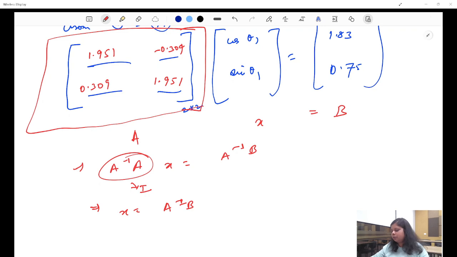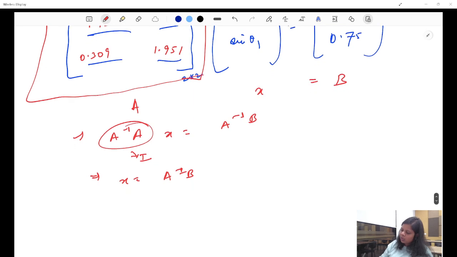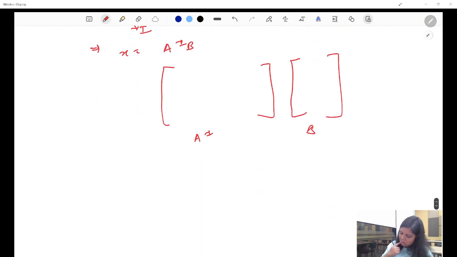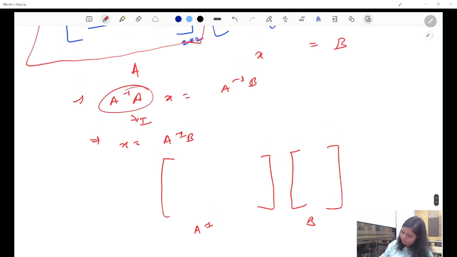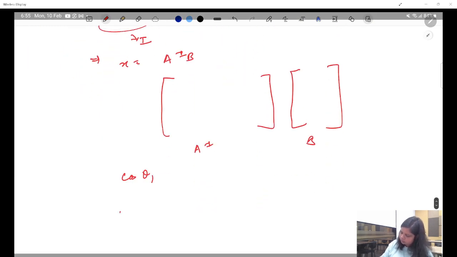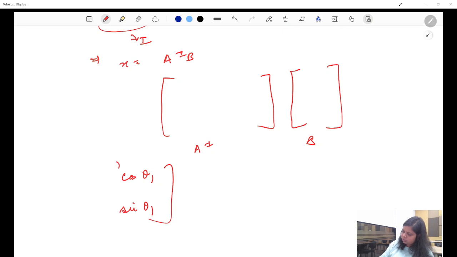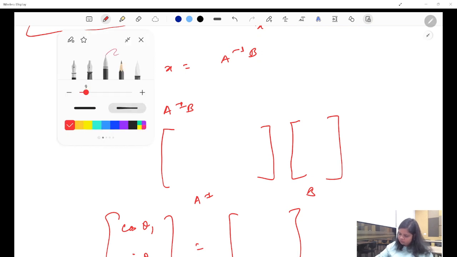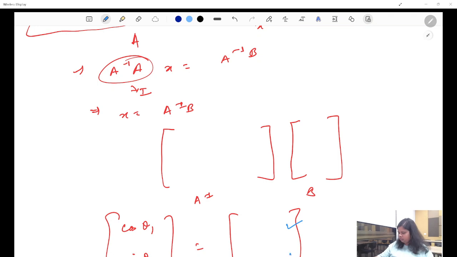It's a fairly simple problem. Can you tell me what is the inverse of this matrix? Once you have the inverse, multiply it with the B matrix. So you'll get from here cos theta 1 and sin theta 1 equal to some value. Can you find the inverse and multiply it with B? Can you tell me what are the two values that we'll get here, this and this?